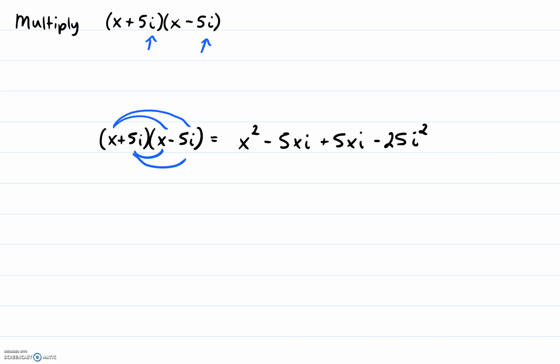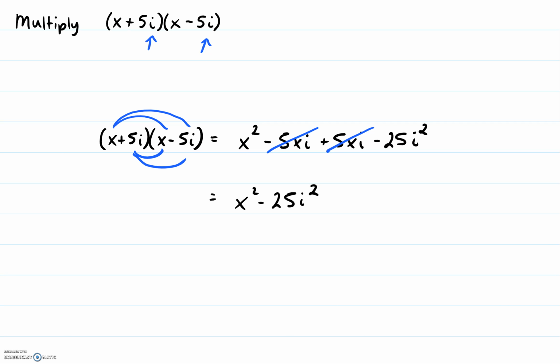So the first thing to notice, and this happens anytime you have a conjugate, the middle terms are going to cancel each other out after you FOIL. So in other words, the negative 5i x is going to cancel out the positive 5i x. And so all we have left over then is x squared minus 25i squared.